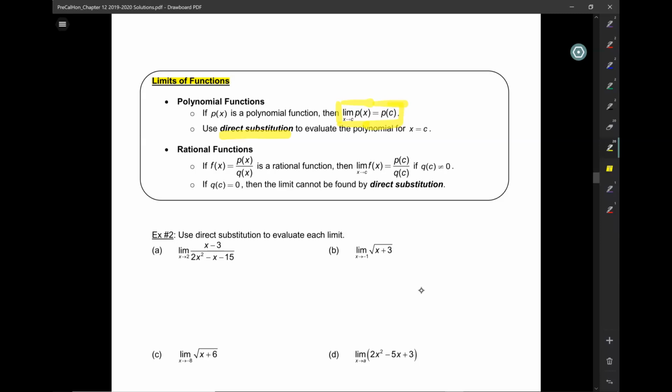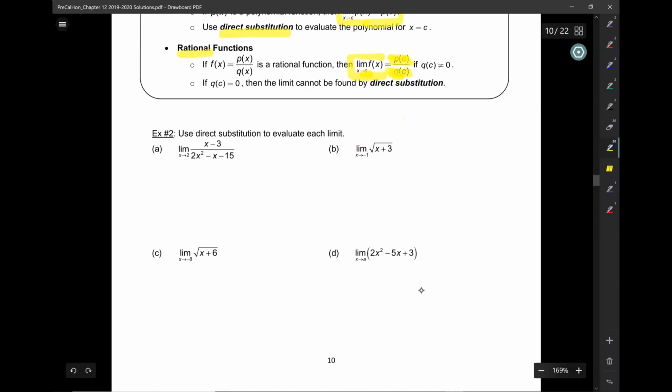Which means for rational functions, because rational functions are just two polynomial functions on top of each other, if I wanted to find the limit of f of x, I take that value of c and I plug it into the first function divided by the second function, right? So obviously here, because we have a denominator situation, this does not work if the denominator gives you a 0. All right, so how about this? Without further ado, let's just do some examples. Here's the first few examples.